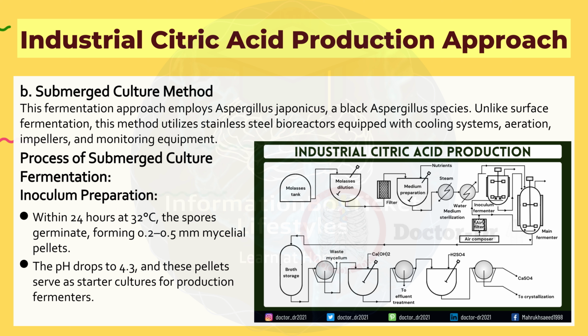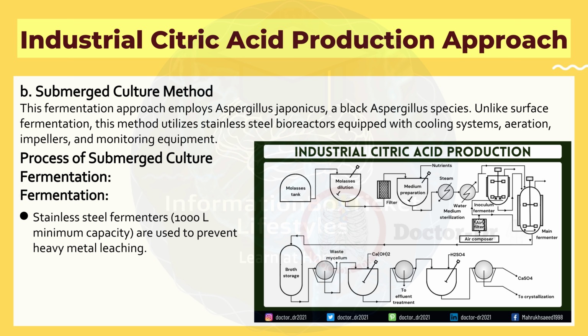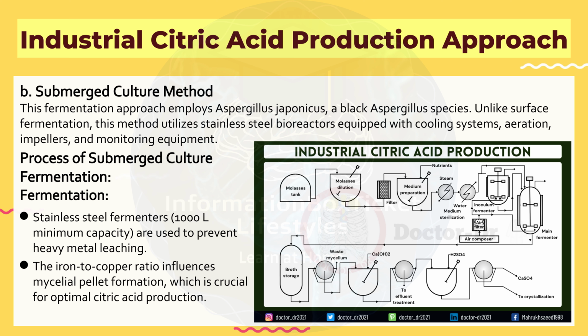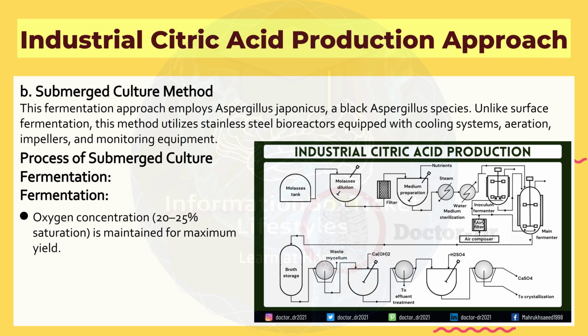The pH drops to 4.3, and these pellets serve as starter cultures for production fermenters. Fermentation: stainless steel fermenters, 1,000-liter minimum capacity, are used to prevent heavy metal leaching. The iron-to-copper ratio influences mycelial pellet formation, which is crucial for optimal citric acid production. Oxygen concentration, 20 to 25% saturation, is maintained for maximum yield.